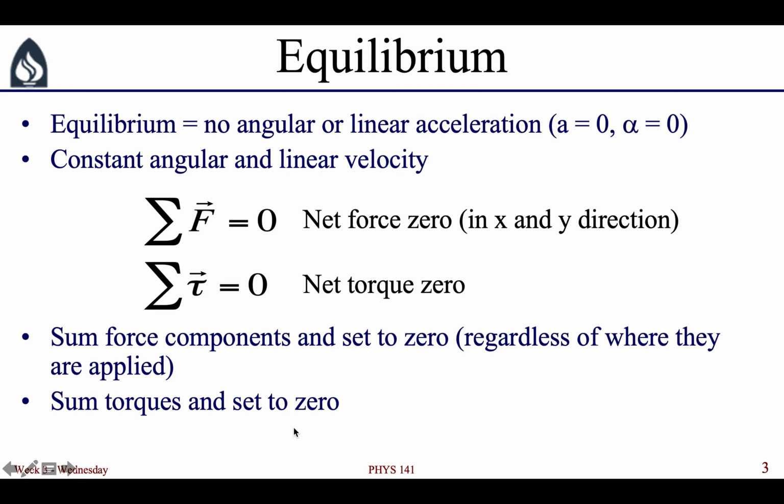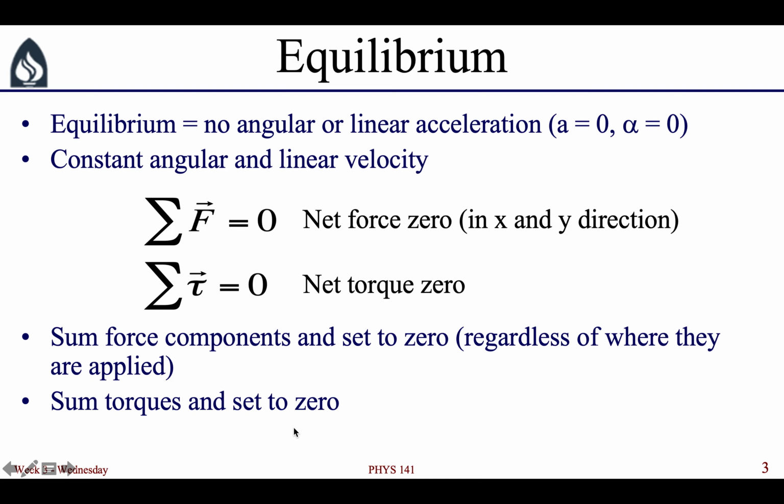Equilibrium is the condition that occurs when there is no angular acceleration or linear acceleration. So the object is either at rest or is moving with a constant angular and/or linear velocity. This implies that the sum of the forces on the object is zero. The net force is zero, and this is in any coordinate direction. Also, the sum of the torques acting on the object is zero, since there is no angular acceleration.